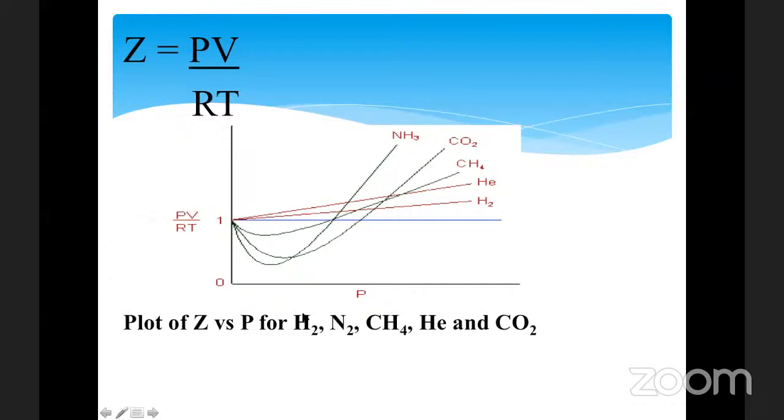The gases we have here are hydrogen, nitrogen, methane, helium, and CO2. Now, if you look at these gases, the one that is very light is hydrogen here. The plot of these gases gives the following curves. The one in blue actually is the ideal gas.